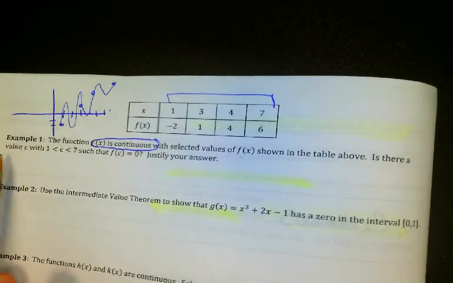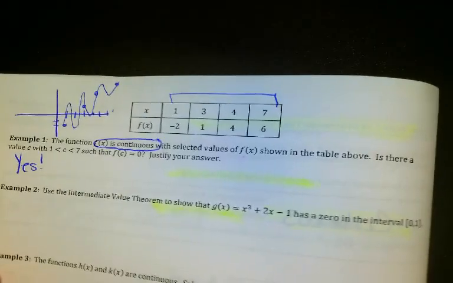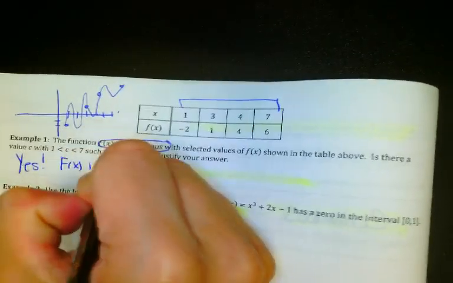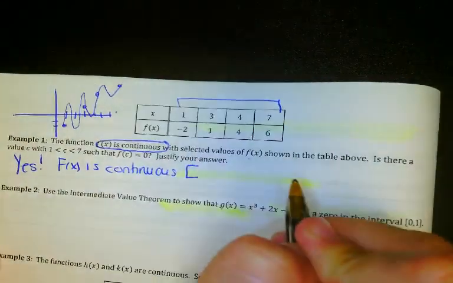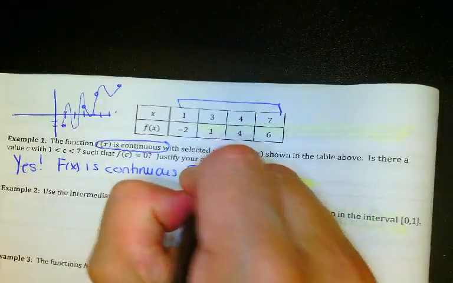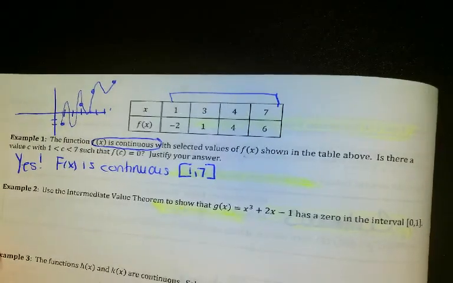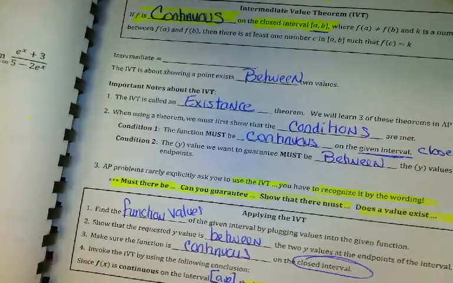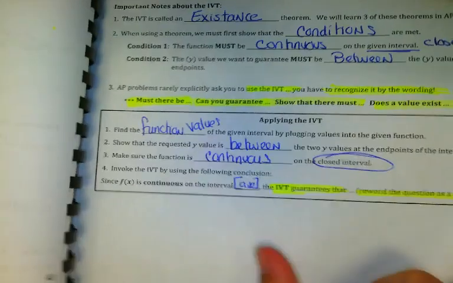So to answer this question, is there a value? Our answer is yes. Okay, we're going to state the first condition. f of x is continuous on the closed interval, and we're continuous from 1 to 7 in this case. Okay. So again, I'm just going to flip back for a second. We're stating that the function is continuous on the closed interval, just like it says. And then we're saying the IVT guarantees, and we're going to repeat the question kind of.